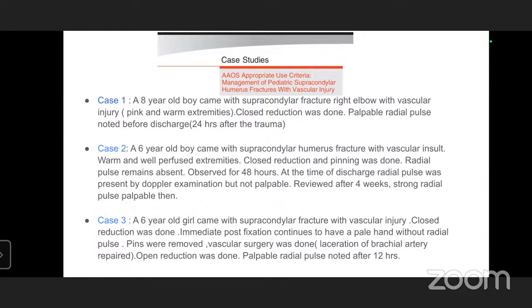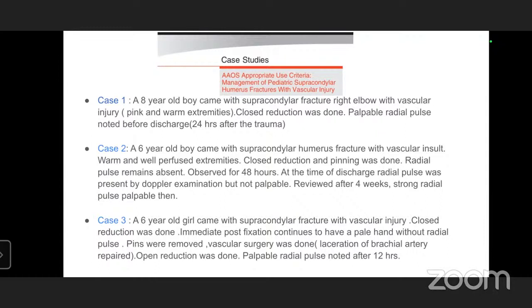The patient was reviewed after 4 weeks, and a strong radial pulse was palpable after that. In case number three, a 6-year-old girl came with a supracondylar fracture with vascular injury. Closed reduction was done, but immediately post-op, they found that the hand became pale and without radial pulse. The pins were then removed. A vascular surgeon opinion was taken. They repaired a laceration of the brachial artery, and then open reduction was done, and a palpable radial pulse was noted after 12 hours.